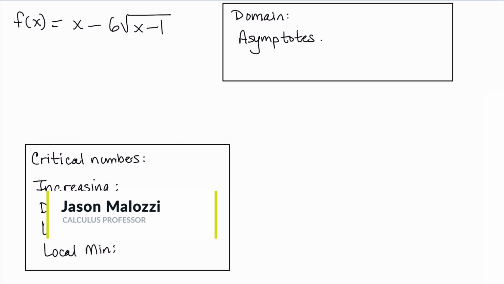What we're going to do is use aspects of f, the derivative of f, and the second derivative of f, all the properties with concavity, increasing and decreasing, domain, to try to sketch the graph of a function. And the function we're going to look at right here is f of x equals x minus 6 times the square root of x minus 1.